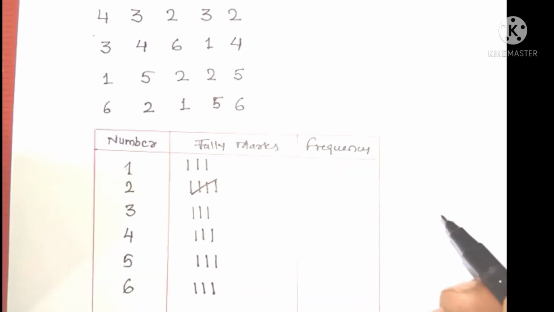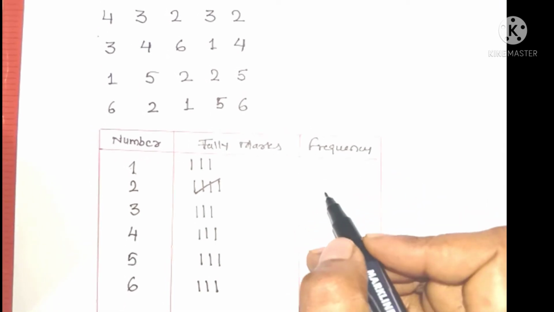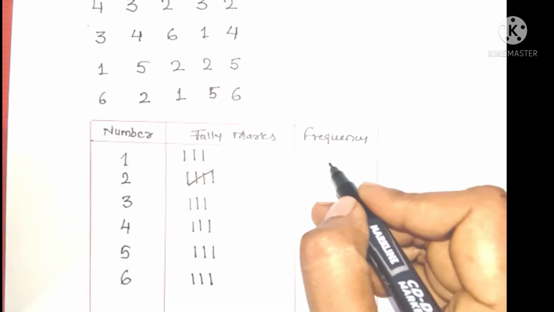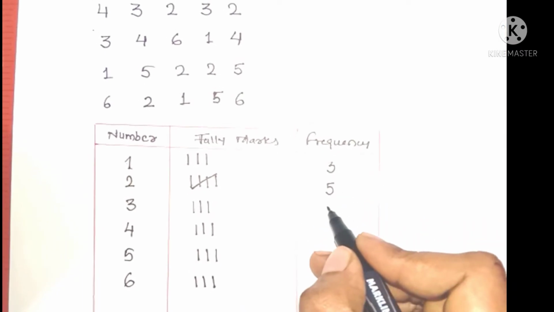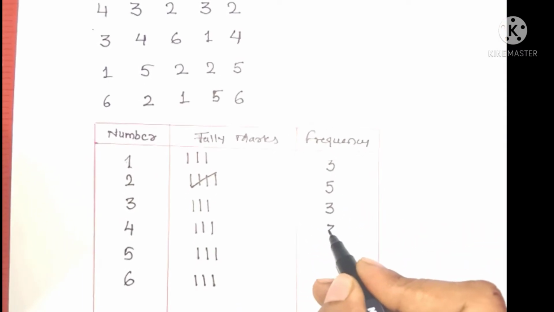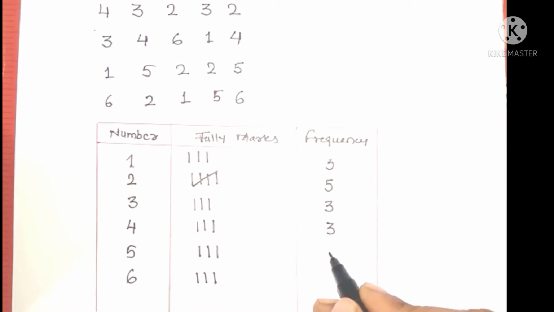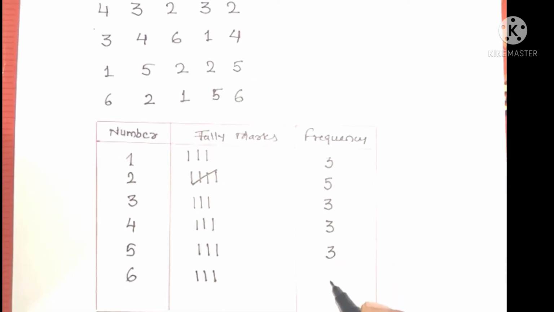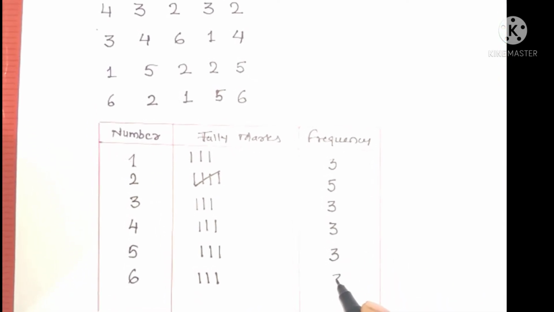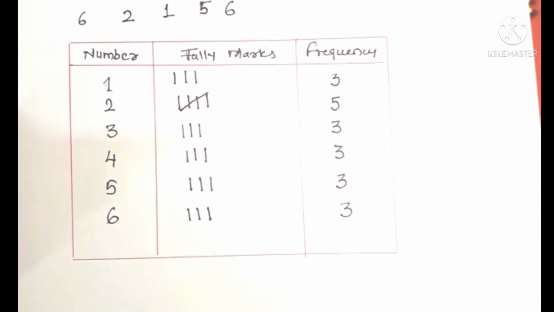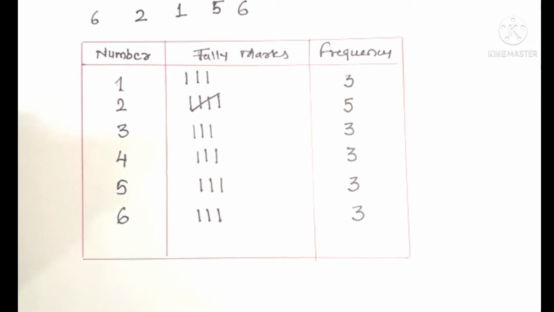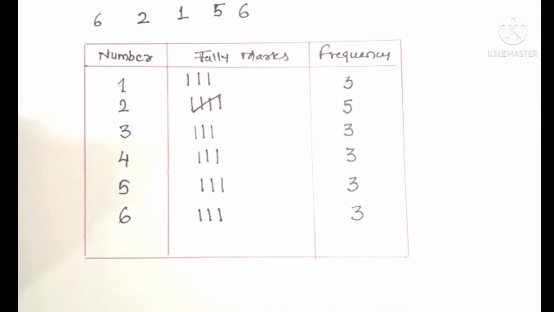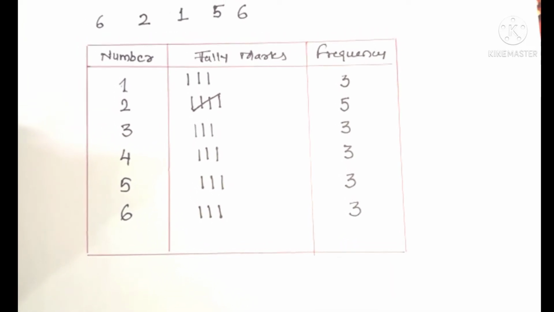Now you can note down the frequency, how many times a number occurs. So 1 occurs 3 times, 2 occurred 5 times, 3 occurred 3 times, 4 occurred 3 times, 5 occurred 3 times, and 6 occurred 3 times. Tallies are generally marked in a group of 5 for quick and easy counting. The fifth tally is marked diagonally across the earlier 4.